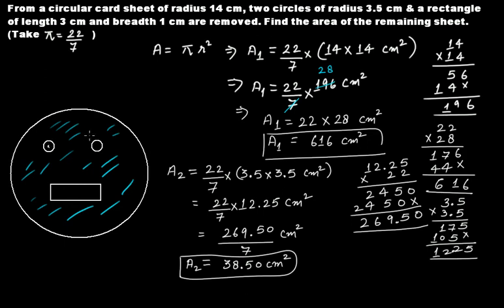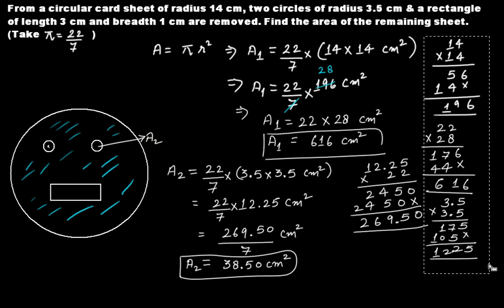Now we have two such circles, this one and this one. If the area of this one is 38.50, the area of this one will also be this A2 only, because the radii are same for these two circles. This circle's radius is 3.5 centimeter, and even in this circle the radius is 3.5 centimeter. So this one is A2 and this one will also be A2. Now let's find out the area of this rectangle, and for that I'm going to remove this portion because it's taking too much of space here.